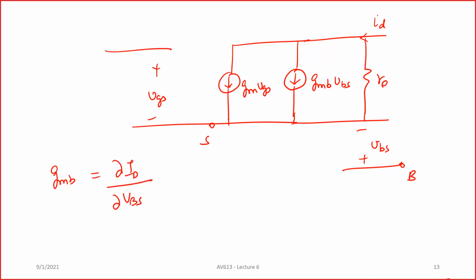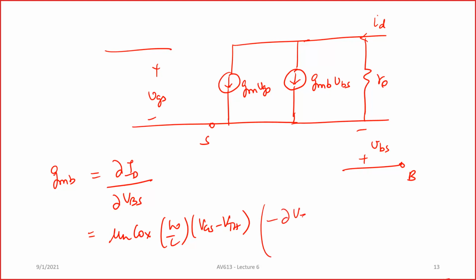All right. Now, if you write this expression, we know the ID expression. So if you differentiate the ID expression, you get mu n Cox W by L, VGS minus VTH. Now here the only parameter that is going to change with respect to VBS is the threshold voltage. So you differentiate that, and it becomes minus dou VTH by dou VBS. All right. So your GMB becomes this.